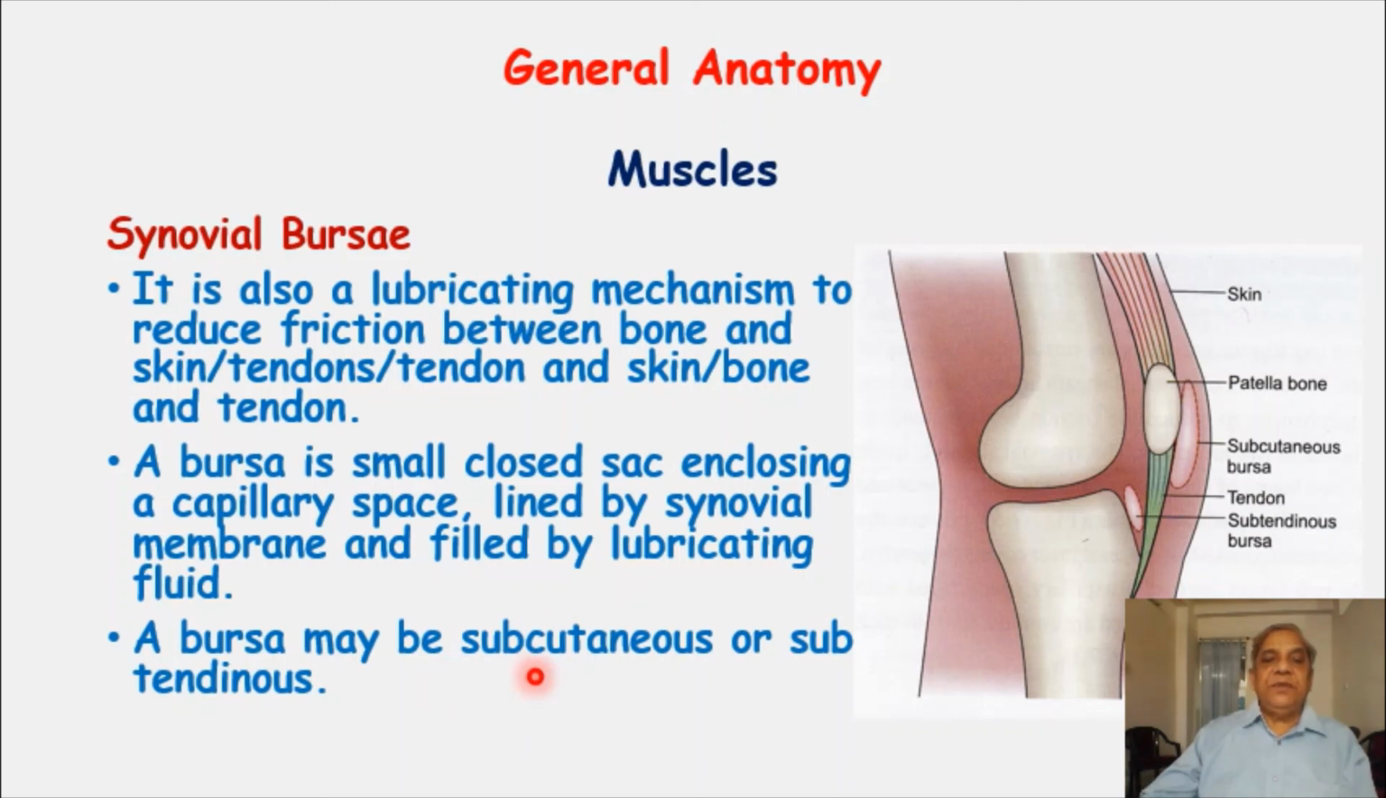Now the bursa may be either subcutaneous, beneath the skin, or it may be between two tendons. It may also be between a tendon and a fibrous band, or between a tendon and a bone. So this is the subtendinous bursa, between the tendon and the bone, beneath the tendon. So wherever there is friction along the path of the contraction of the muscle or the tendon, these bursae develop, and they are nothing but mechanisms to minimize the friction.